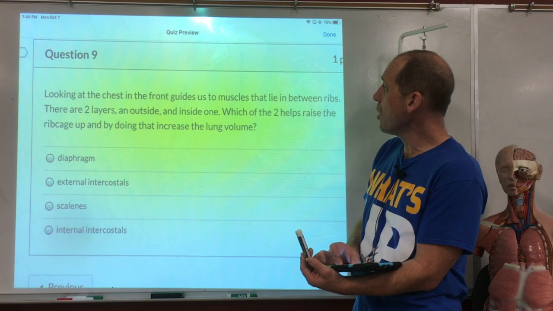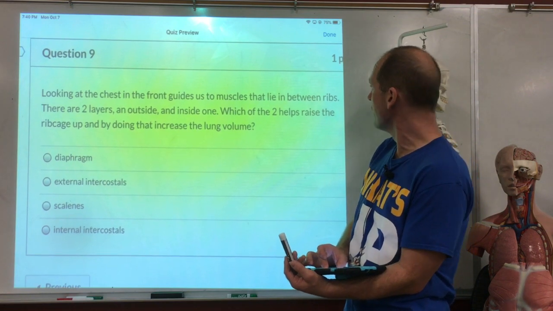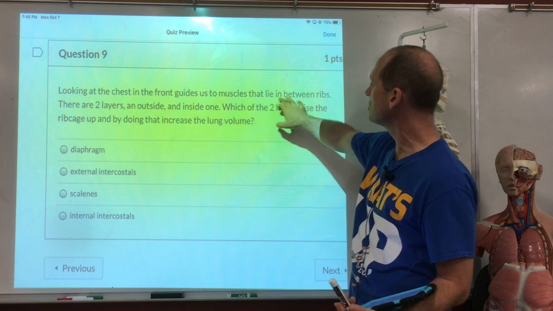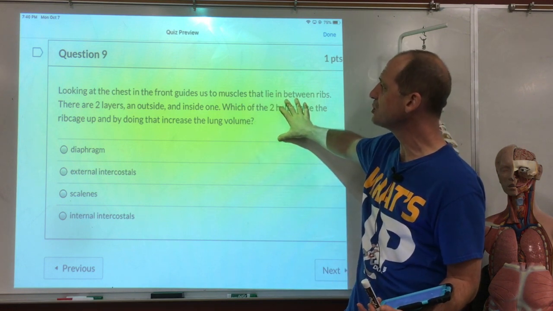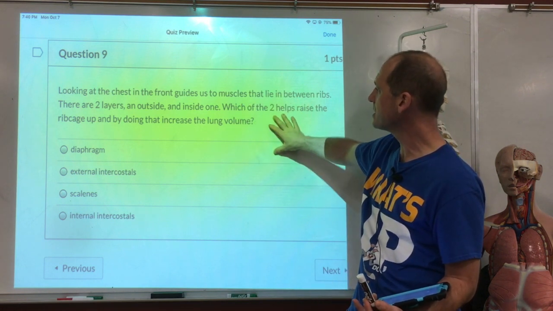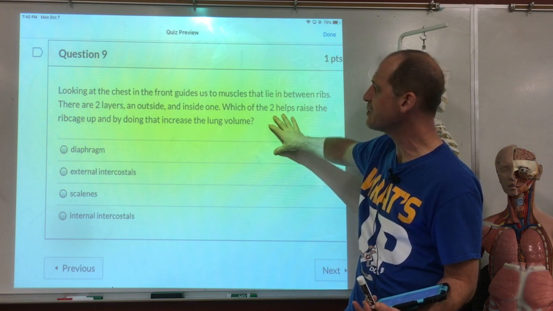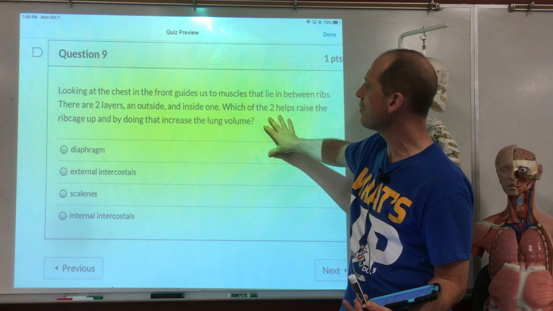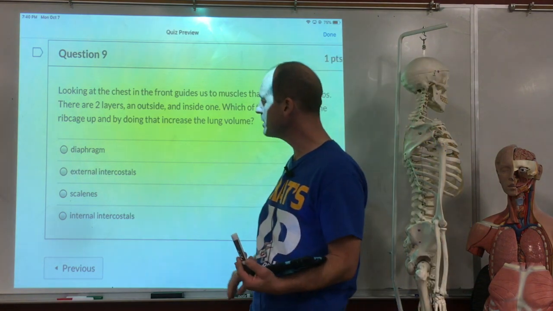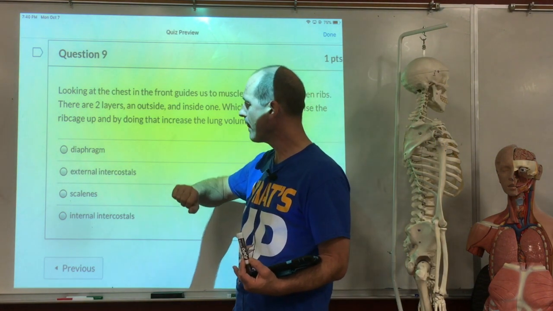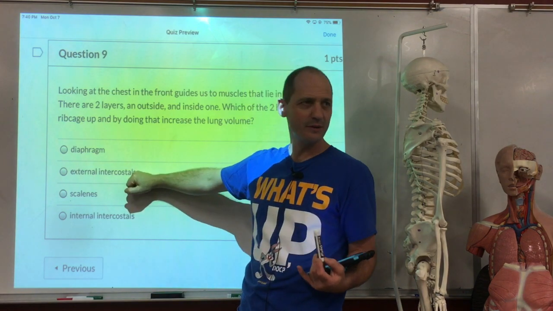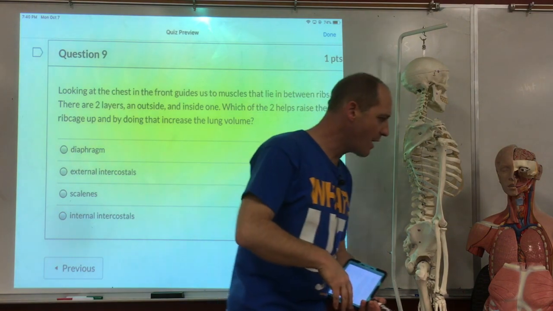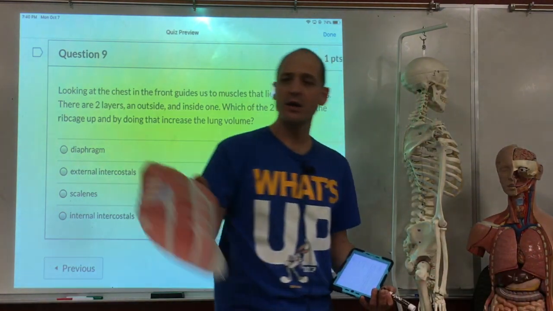Looking at a chest. Okay, now we're moving here, huh? Looking at the chest in the front guides us to the muscles that lie deep between the ribs. There's two layers, an outside and an inside. Which of the two helps us raise the rib cage up, by doing that increasing the lung volume? Which one is that? External. External, reach it up. Internal, bring it down.